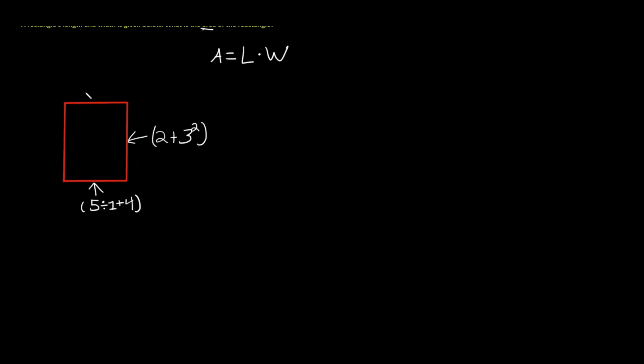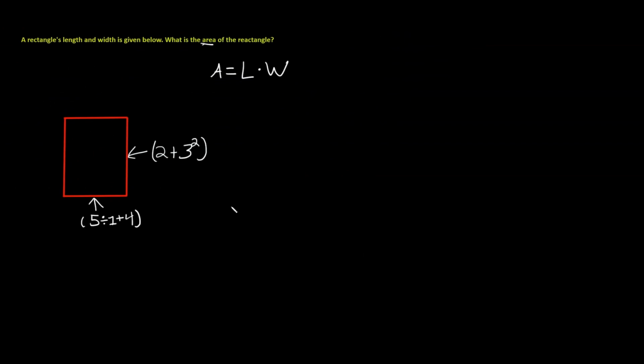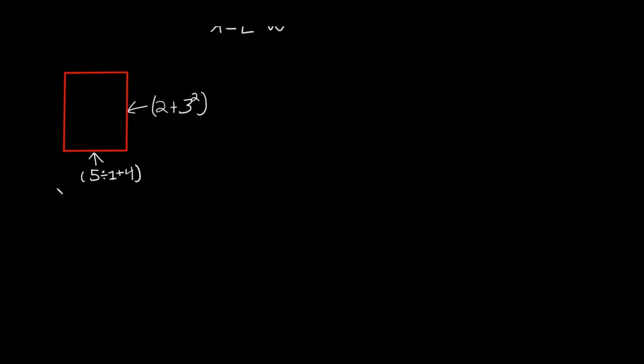And we are given both the length and width, so we can write an expression that will give us the area. So we are told here that the length is 2 plus 3 squared, and the width is 5 divided by 1 plus 4. So we can just multiply these expressions together, and that will give us the area. So we will have 2 plus 3 squared times 5 divided by 1 and then plus 4.